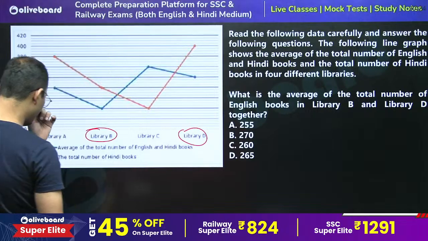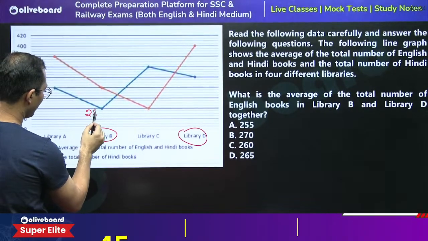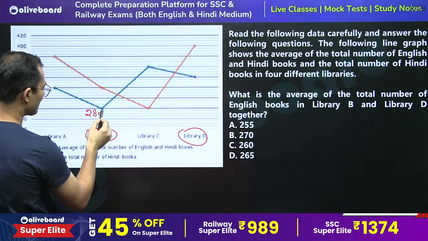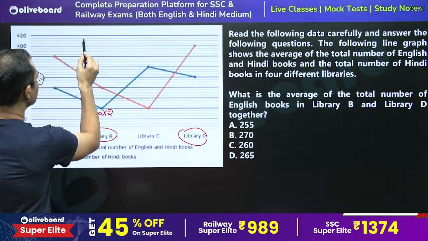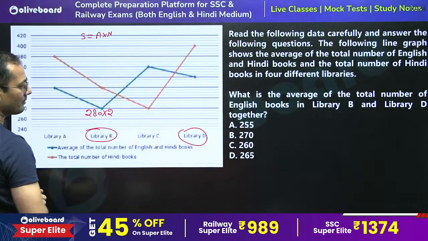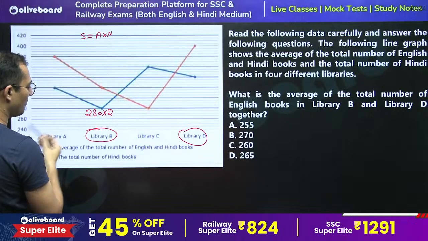See, in library B, the average for English and Hindi is what? 280, right? So what is the total number of books for Hindi? Just multiply here by 2, because sum is equal to average into n, right? There are 2 types of books, so just divide by 2, you will get the average, and multiply by 2, you will get the sum.